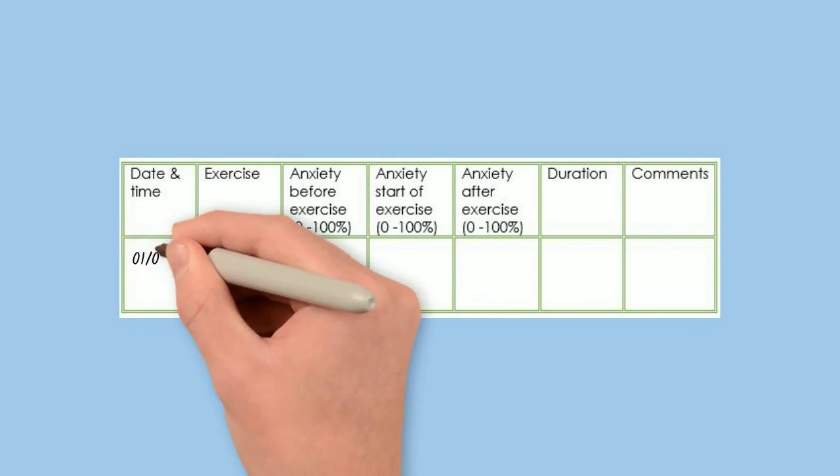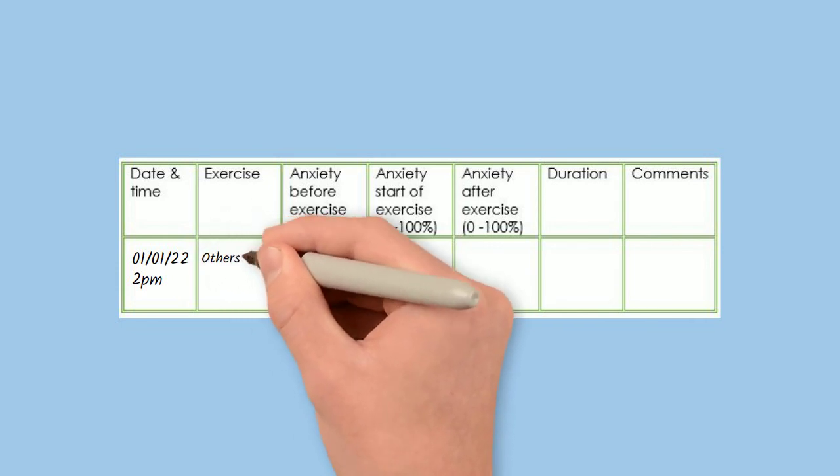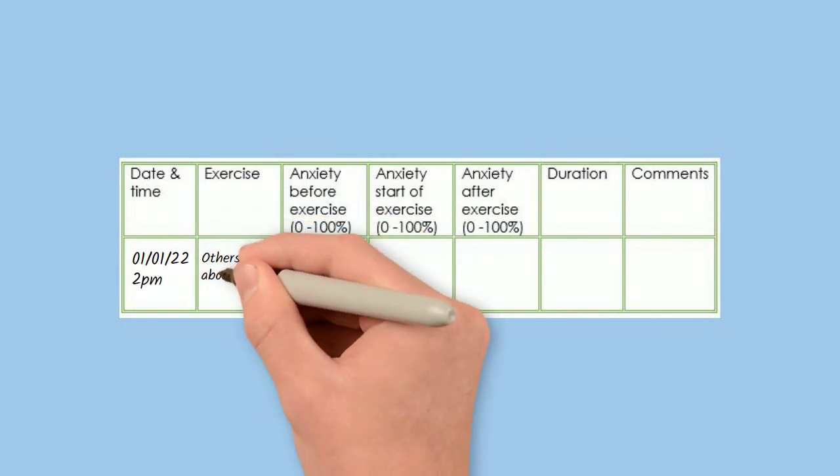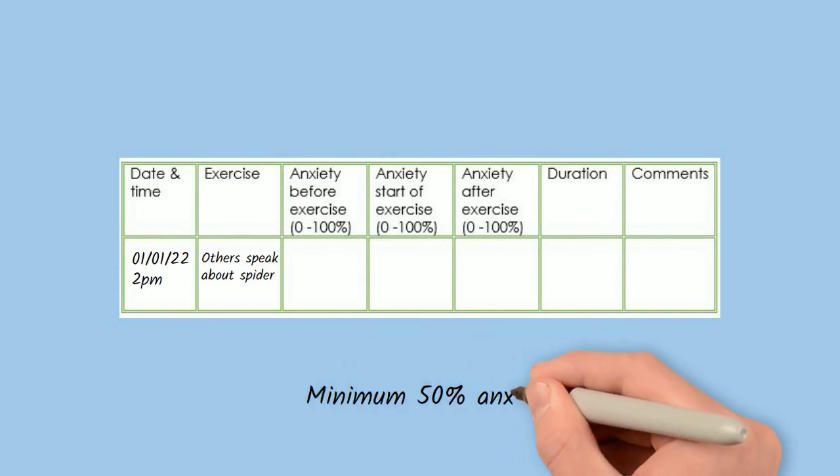The first column, date and time, is self-explanatory. When is the patient going to do the activity? The exercise column is where the patient records the exposure exercise that they are going to be doing. The patient should start by choosing the lowest activity from their hierarchy, which is still rated at 50% anxiety or above. The reason we don't get patients to conduct exercises which have less than 50% starting anxiety is twofold.